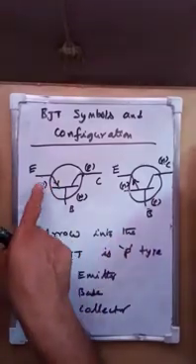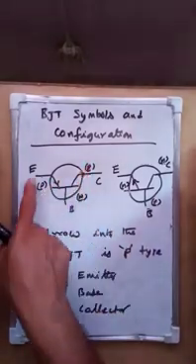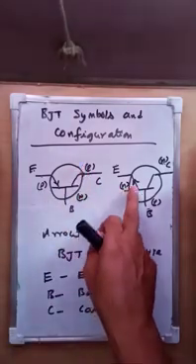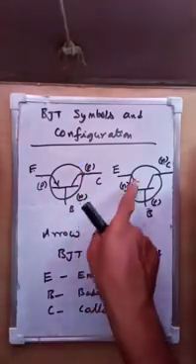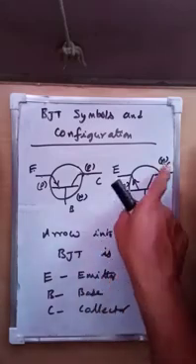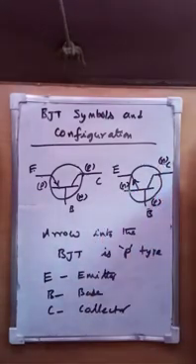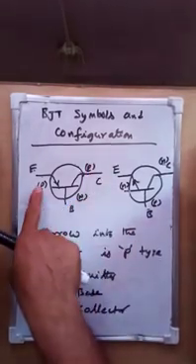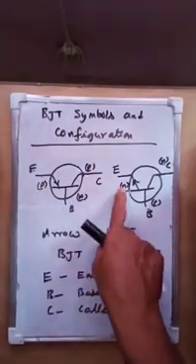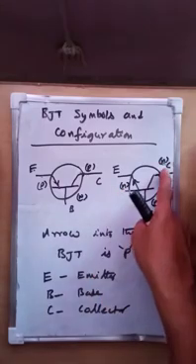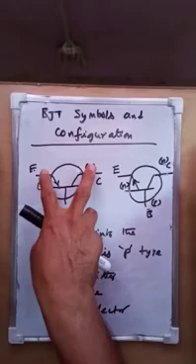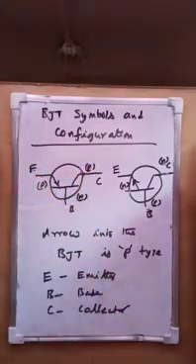This one, since it is P, means PNP. That means emitter is P type, base is N type, collector is P type. Since the arrow is going out, that means emitter is N, the base is P, and the collector is N. So emitter and collector are both the same type. Since emitter is P, the collector should be P, and since emitter is N, the collector is also N, but the base is different from the emitter and collector. E for emitter, B for base, and C for collector.